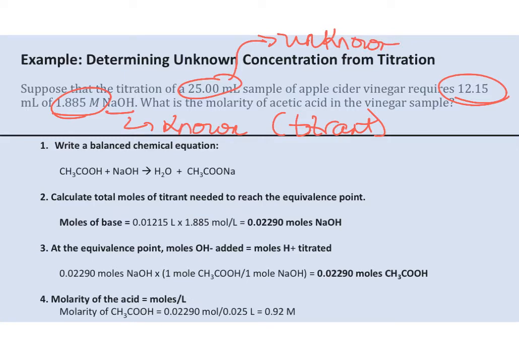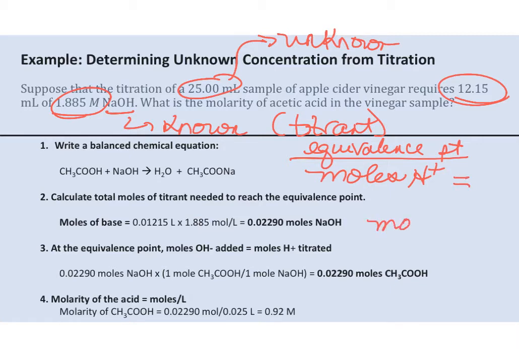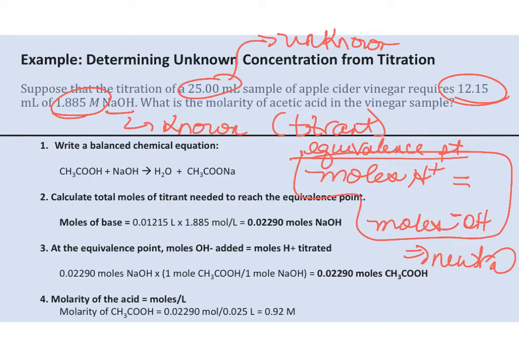So we are going to base this entire calculation on the fact that at the equivalence point, the moles of acid, the moles of hydronium ion added, equal the moles of hydroxide that were there, okay? Equal moles, okay, means neutral. That's the equivalence point. But basically, the moles of acid equal the moles of base.